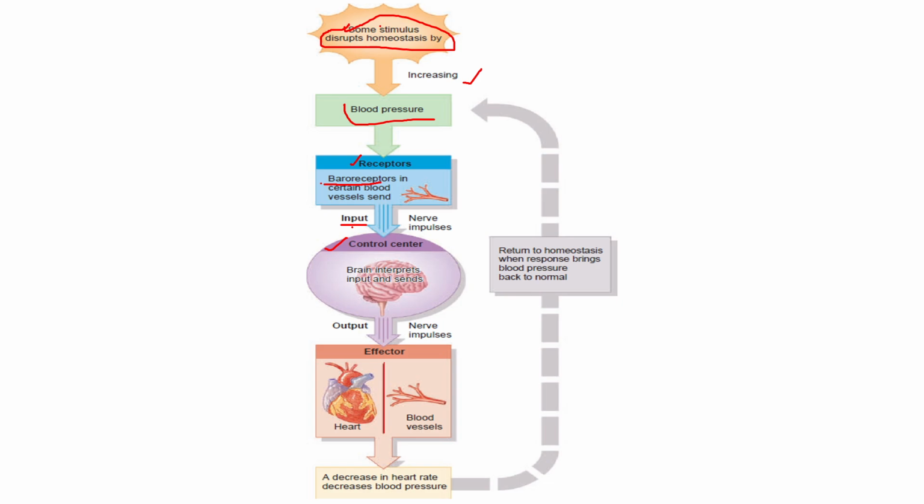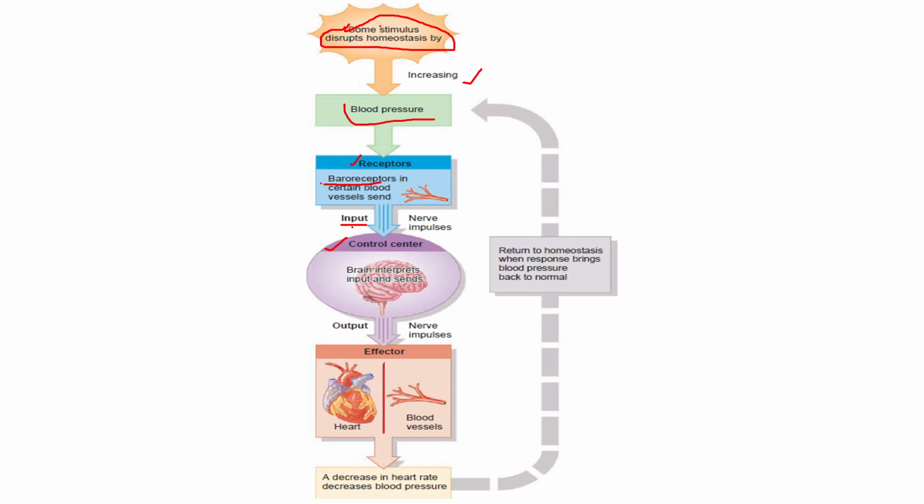right? So what will the effector do? It will dilate the blood vessel, it will relax the heart, so that the pressure exerted by the blood on the walls of the heart and blood vessels will be reduced. So it will decrease the heart rate, it will decrease the blood pressure, and homeostasis returns to the normal condition. Okay, so this is the example of a negative feedback mechanism. Negative feedback mechanism means what? It reverses a change in a controlled condition. An example of a negative feedback mechanism is regulation of blood pressure.